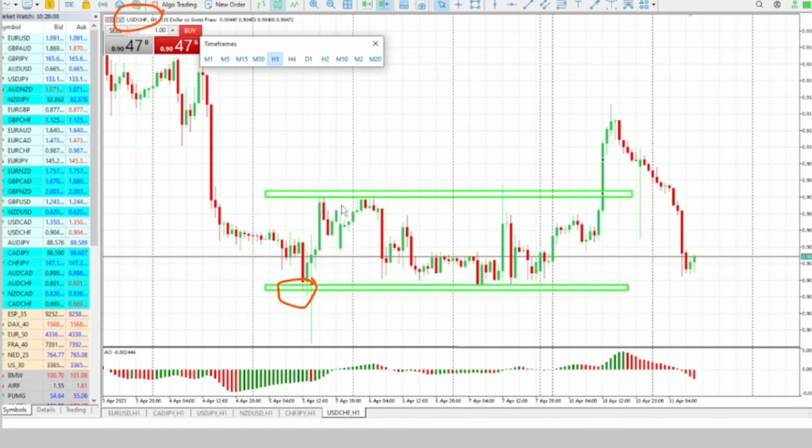So 1, 2, 3. Assuming on Friday I did not trade because Friday was Easter and I was with my family. Assuming I had traded on Friday, I would have entered my buy signal here and taken my profit here. But I did not trade on Friday, which means all these things happened and I was not around.